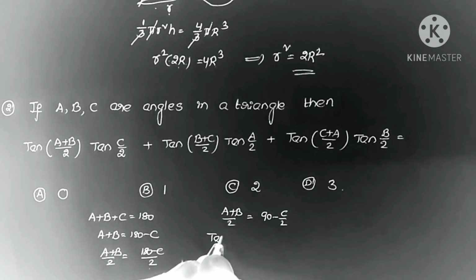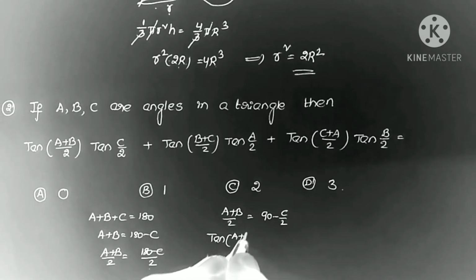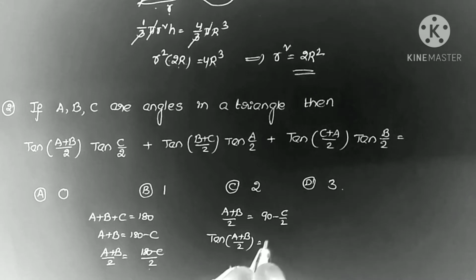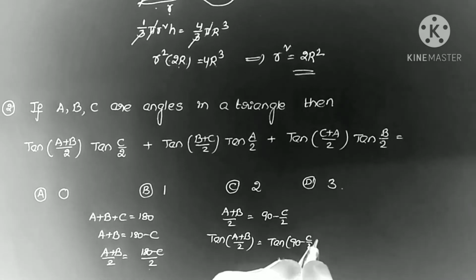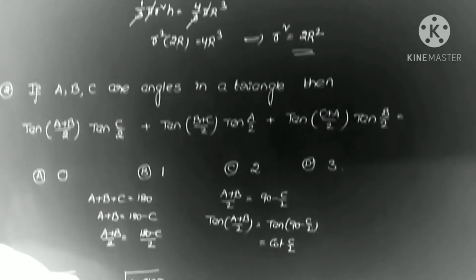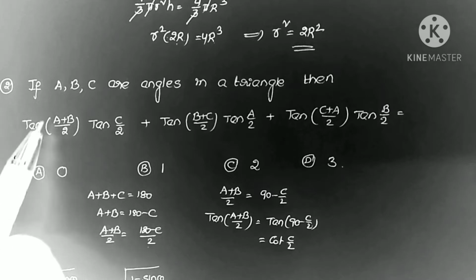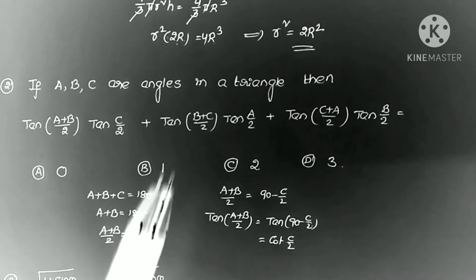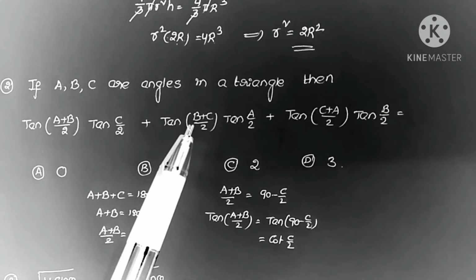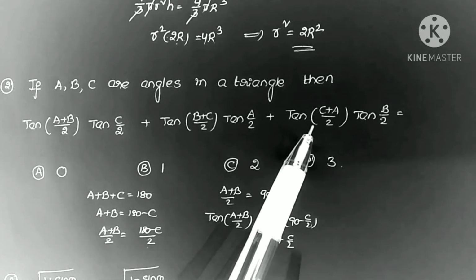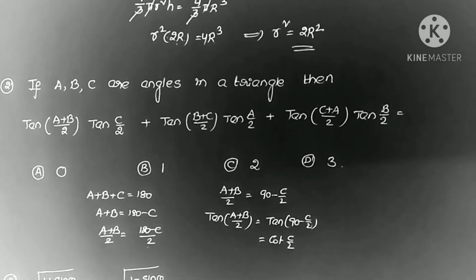When we apply tan to this term, what do we get? Tan of (A plus B)/2 is equal to tan of (90 minus C/2). And what is the value of tan (90 minus C/2)? Cot C/2. That is, tan of (A plus B)/2 is nothing but cot C/2. Similarly, tan of (B plus C)/2 is equal to cot A/2, and tan of (C plus A)/2 is equal to cot B/2.